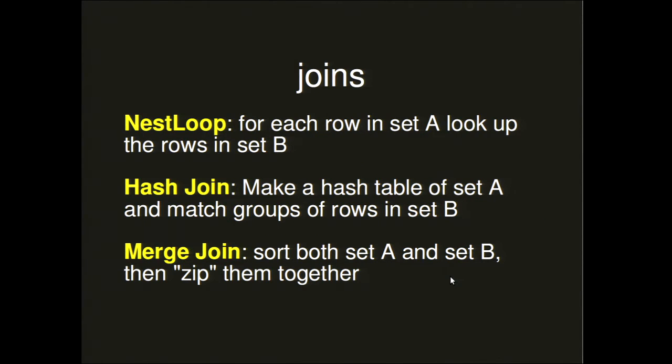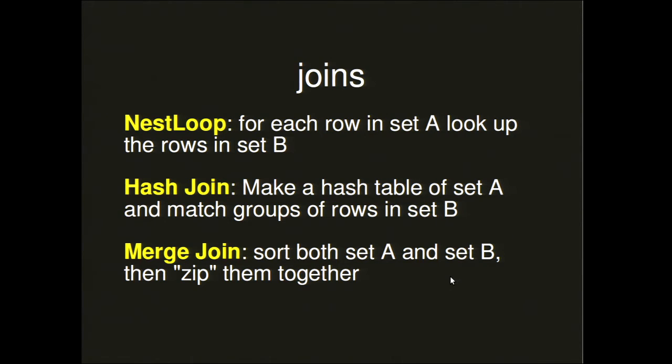So once you've scanned some data, what is the other thing we're going to do with Postgres? We're going to join it, right? So again, the nested loop is the simplest kind of join. And this just says for every row in set A, look up the rows in set B, right? You'll see those a lot.